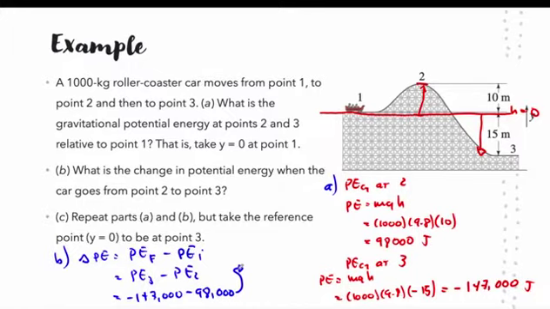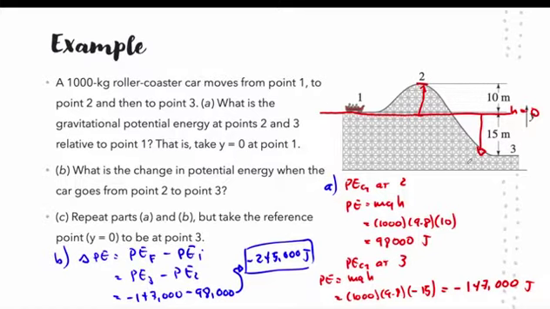And this is equal to minus 245,000 joules. Does it make sense that it is negative? Yes, because you are losing potential. You are losing height. You're going from a higher height to a lower height.